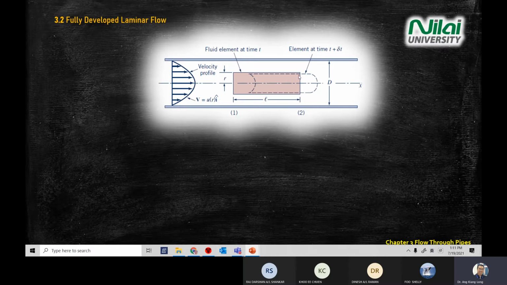So we are looking at what is happening to this cube here. And this element, or we call it control volume, this control volume that we studied before in chapter 2, now we use it in the pipe. So this control volume has a length of L and the total diameter is D. We're going to look at what happened at time t, the solid line, and after there's a change of time, t plus delta t, the dotted line happening as sketched in the diagram.